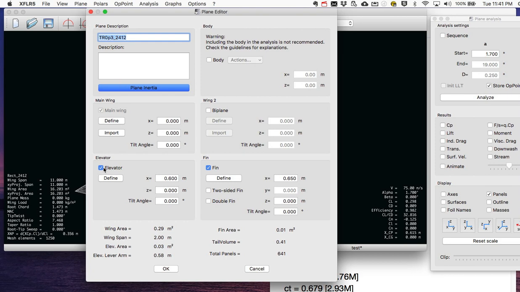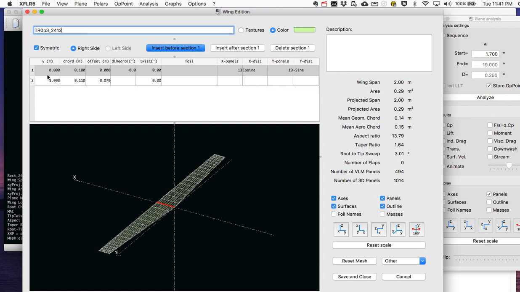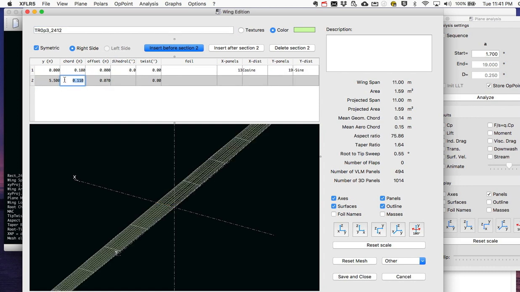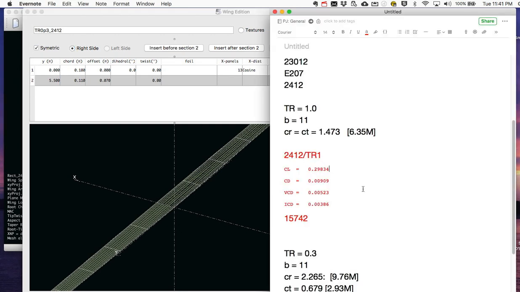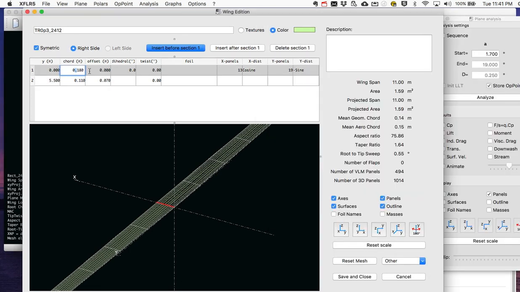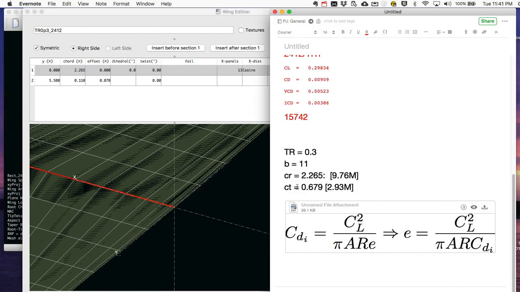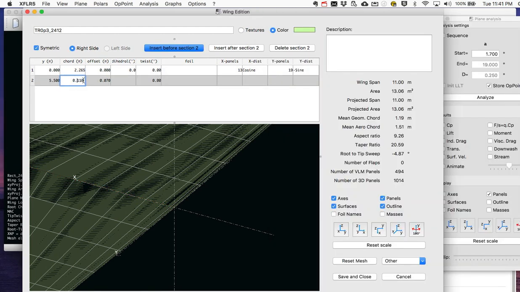Again, deactivate elevator and fin, define the wing, call the wing that, and I'm going to use the same span, so a semi-span of 5.5 meters, total span of 11. I got to check my numbers down here. So I have 2.265 on the root chord, and I have here 0.679 on the tip chord.